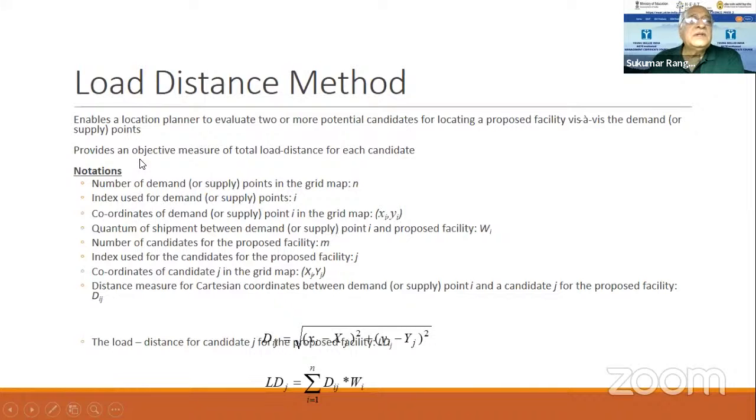The load distance method enables a location planner to evaluate 2 or more potential candidates for locating a proposed facility vis-a-vis the demand or supply points. It provides an objective measure of the total load distance for each candidate. Something like the center of gravity method, but this takes into account the supply and demand. That means the materials coming in, the materials going out, and the points from where it is coming in and the points at which it is going out. So each is a load. And then based on these center of gravity calculations based on the load, you calculate.